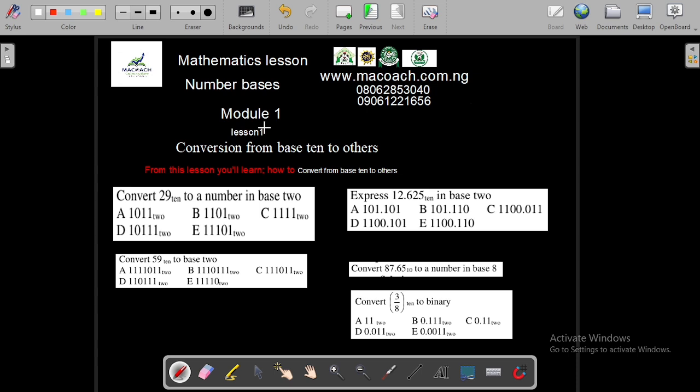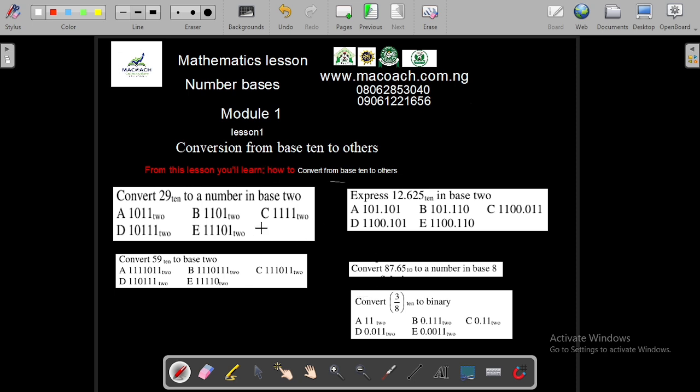So we'll dive into module 1, and this is the first lesson under this module. In the first lesson, we're discussing conversion from base 10 to other bases. Okay, we're converting from base 10 to other bases. So what are we going to be learning from this lesson 1? You'll be able to learn how to convert numbers from base 10 to other bases. And I have 5 questions to solve under this module.